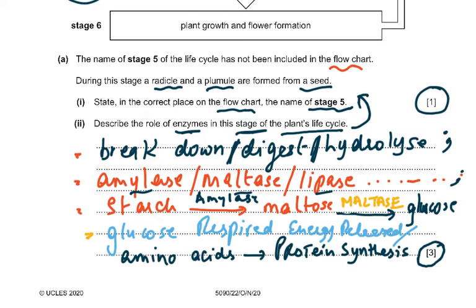Then what does the amylase do? It converts the starch to maltose, and maltose to glucose by the enzyme maltase. And finally, why do we need this glucose molecule? Because this glucose has to be respired to release energy. Then protease will convert proteins into amino acids. The amino acids will be used to make new proteins in this growing radicle and the plumule and the little seedling growing out of the seed.